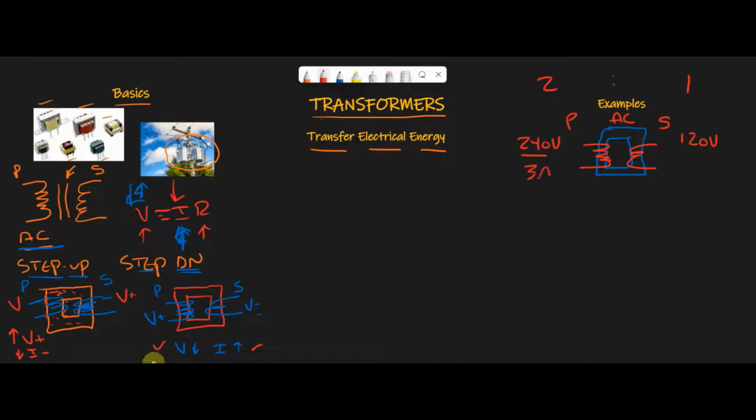So let's just say we had 3 amps here. We're going to have 6 amps here. Still, we're following our same ratio. It's just that with a constant resistance, these are going to change, and they have to be equal.